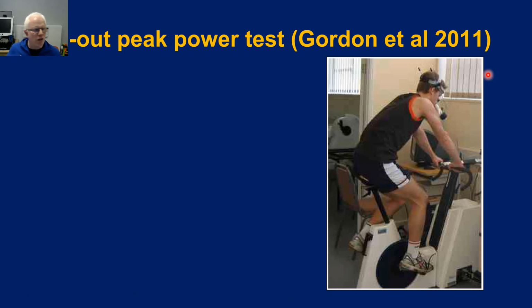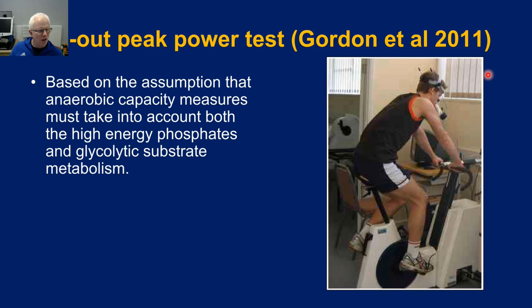So in 2011, I proposed an alternate method. This is what's called the all-out peak power test. It's a terrible name actually, but there's a degree of logic to this as a test. The all-out peak power test works on the assumption that you've got to take into account the high energy phosphates and glycolytic substrate metabolism and still be able to separate out the aerobic and the anaerobic metabolism. So there's a real logic to that.